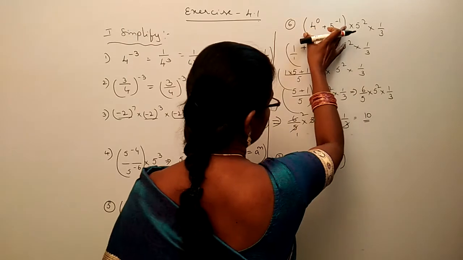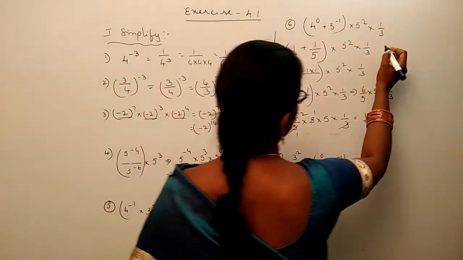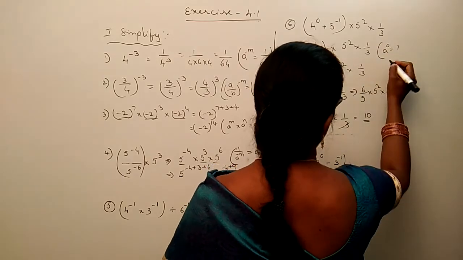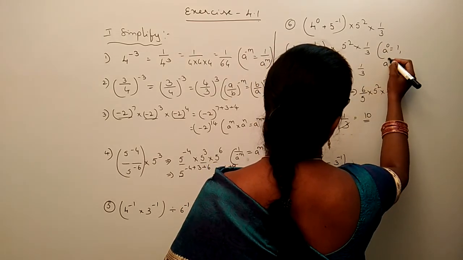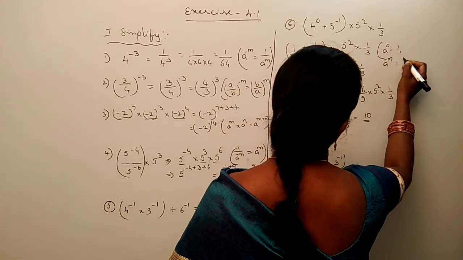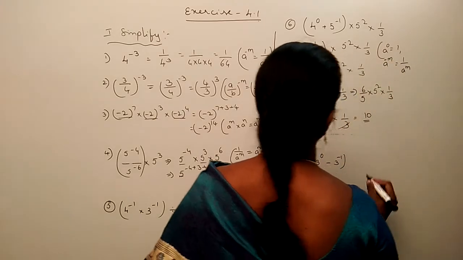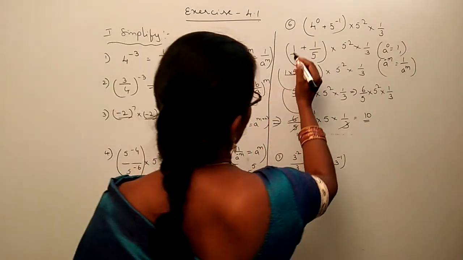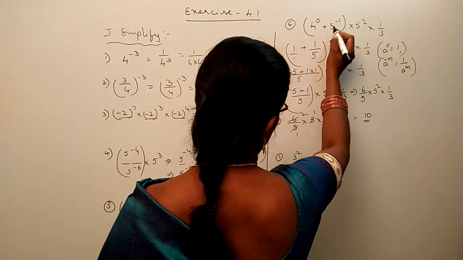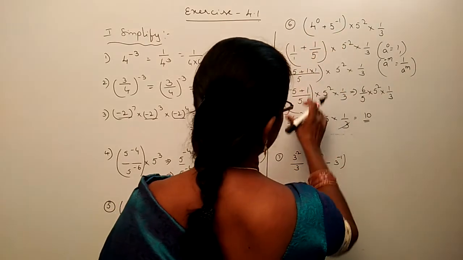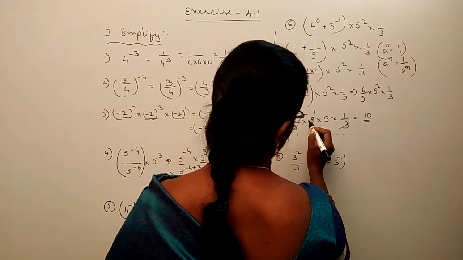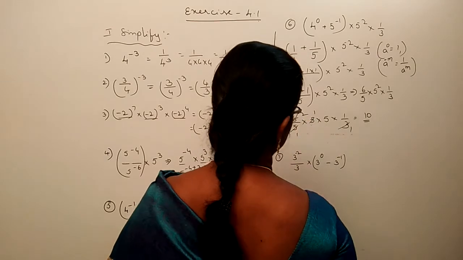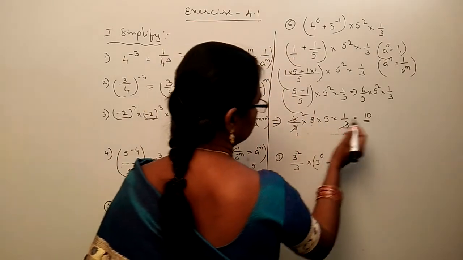Now how to do? First we have to simplify bracket one. Now 4 to the power of 0 is equal to 1. What is the law? A to the power of 0 is equal to 1. Now again, a to the power of minus m is equal to 1 by a to the power of m. Now as per that, 4 to the power of 0, 1. 5 to the power of minus 1, 1 by 5. Simplify that, what you will get? 6 by 5, into 5 square means 5 2 times, into 1, cancellation. 3 1s are 3, 2s are 6. 5 1 time goes. Then 5 2s are 10.